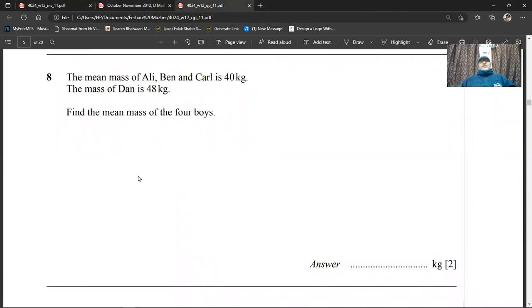Question number 8: the mean mass of Ali, Ben, and Carl is 40 kg. The mass of Dan is 48 kg. Find the mean mass of the 4 boys. Okay, so you remember the mean is the sum divided by the number of observations.